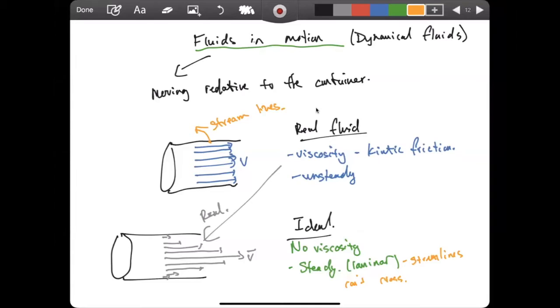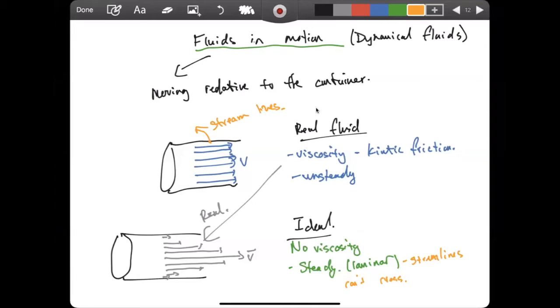So anyways, last time we had started fluids in motion, i.e. dynamical fluids. Just to recap what we talked about last time: all this means is that my fluid has to be moving relative to some container. The container itself just can't be moving. That's not what we call fluids in motion. So the fluid has to be moving through some sort of container, meaning that we're going to look at the streamlines that are going through it.